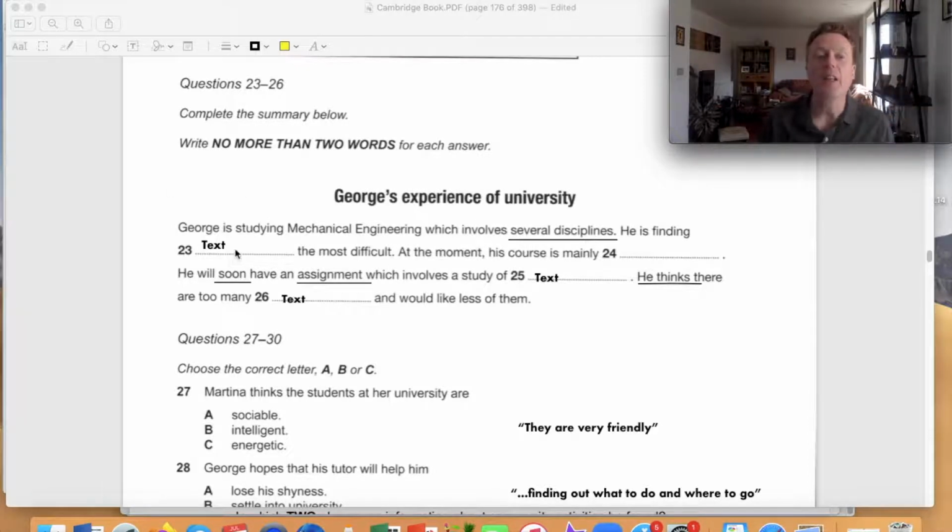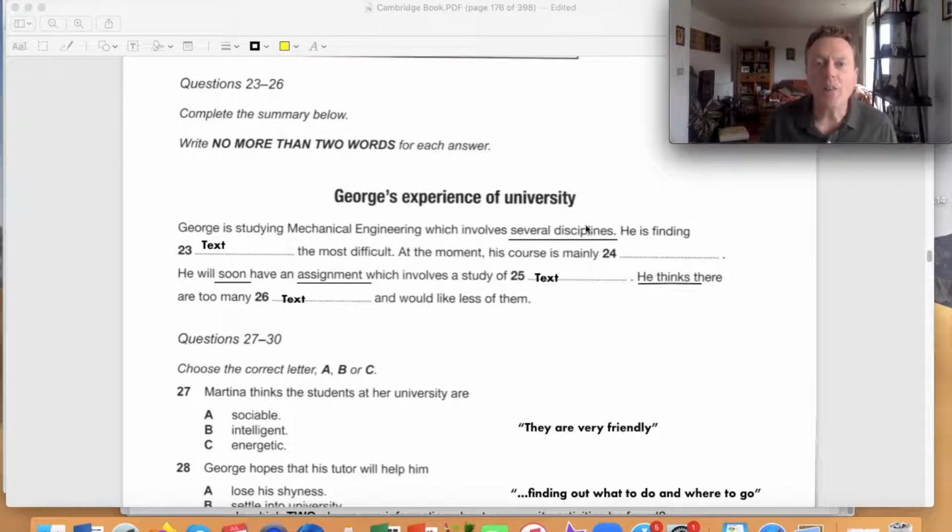Number 3, skim, read, and anticipate. I say anticipate what kind of information we need. So let's do a couple of examples of that. So the first sentence says, George is studying mechanical engineering, which involves several disciplines. He is finding blank blank the most difficult. So we're looking at a gap, and we need to think what kind of information we need and which keywords will point us in the direction.